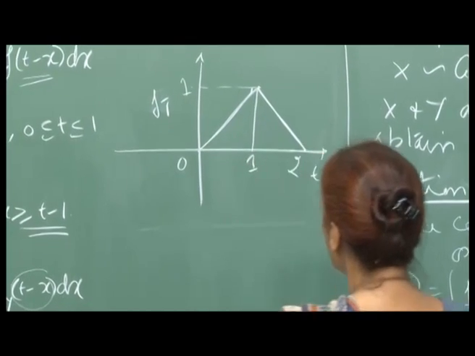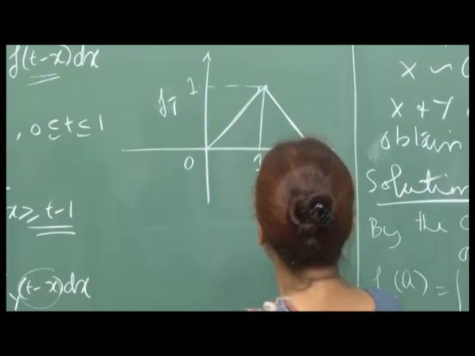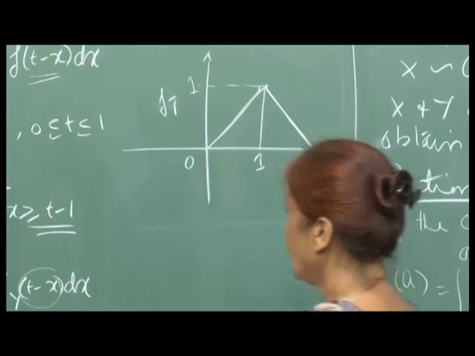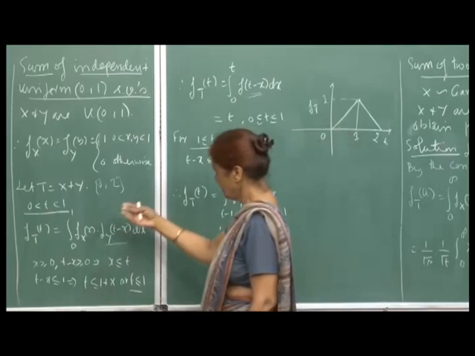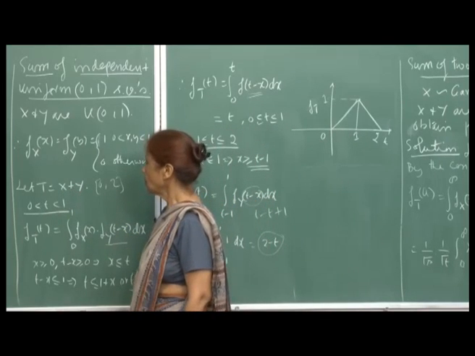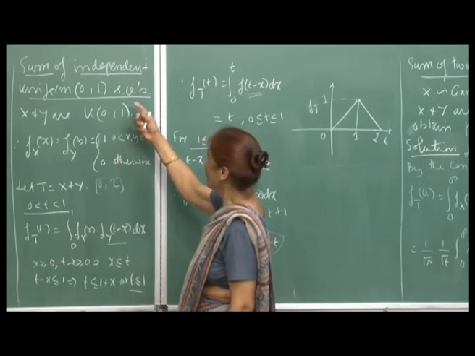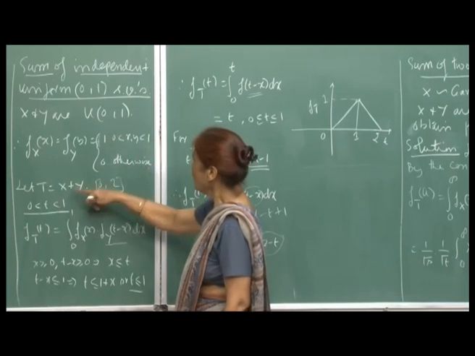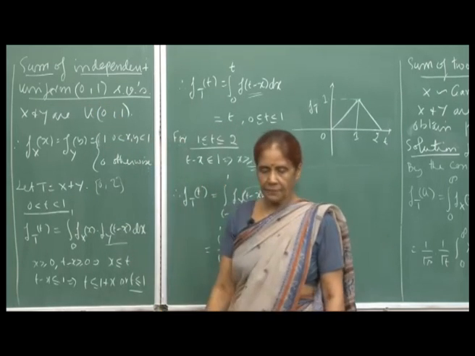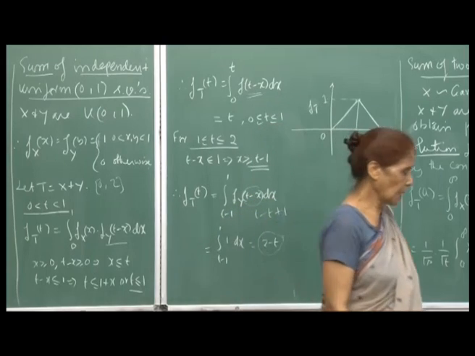The graph will be represented by this straight line. So, therefore, the sum of the two uniform random variables, both independent and defined on 0 to 1, has a PDF that is a triangular distribution. Okay.